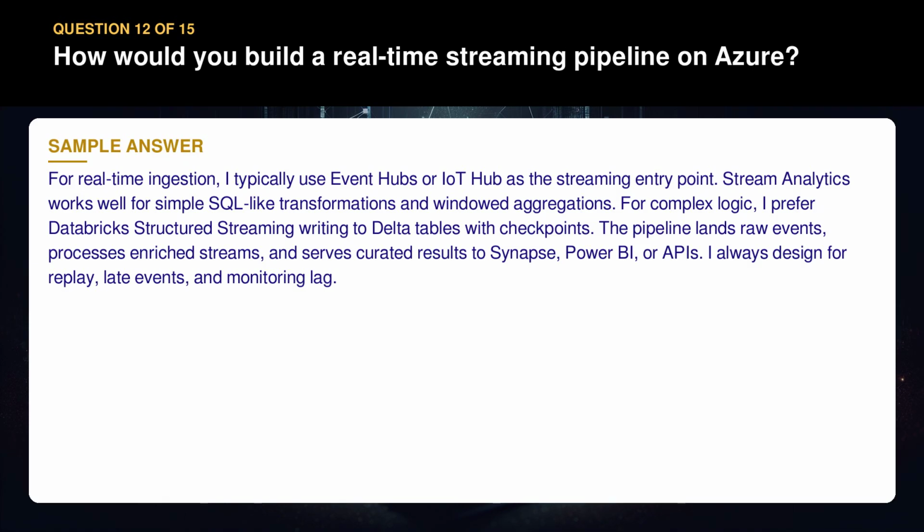For complex logic, I prefer Databricks Structured Streaming, writing to Delta tables with checkpoints. The pipeline lands raw events, processes enriched streams, and serves curated results to Synapse, Power BI, or APIs. I always design for replay, late events, and monitoring lag.